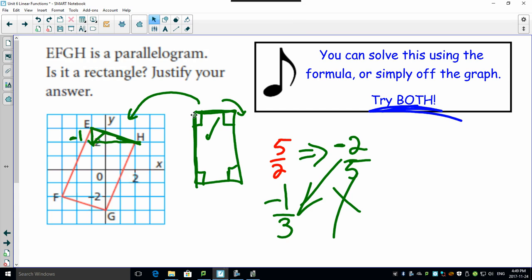That's how you do a question like that. You could use the formulas, but I think just taking this right off the graph makes it so much easier.